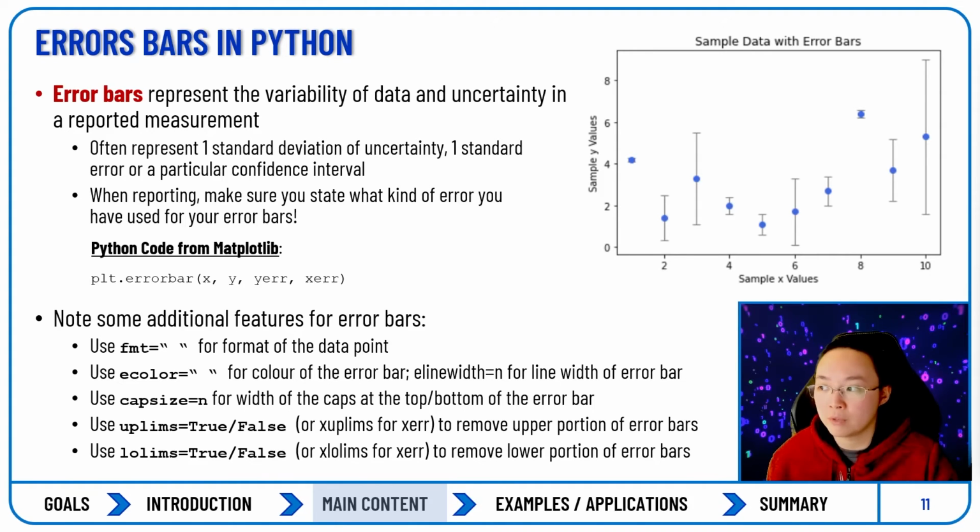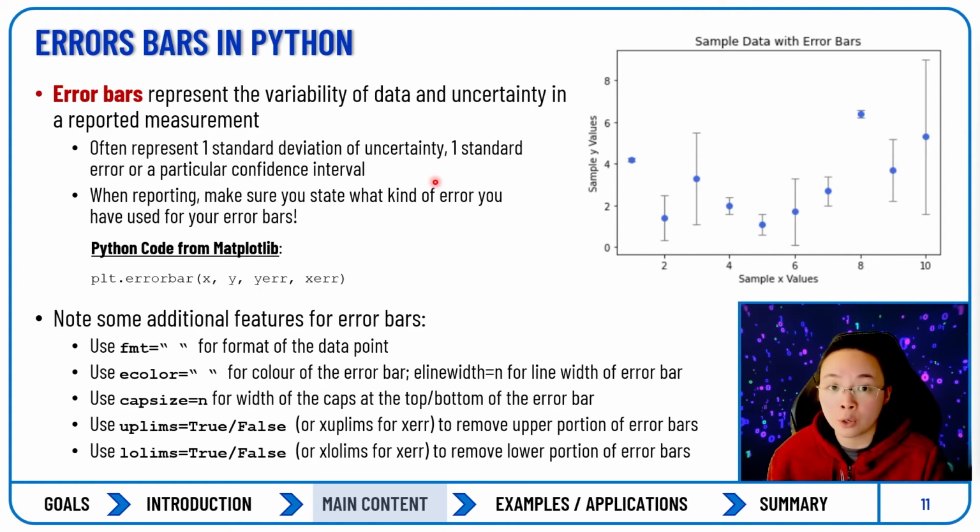Error bars are going to represent the variability of data and uncertainty in the reported measurement. Oftentimes, it's going to represent one standard deviation of uncertainty, one standard error, or a particular confidence interval. If we go with confidence intervals, then a 95% confidence interval is equal to plus or minus 1.96 standard deviations. So they're all related to each other, but when you report your results, make sure you let the reader know where those values have come from.